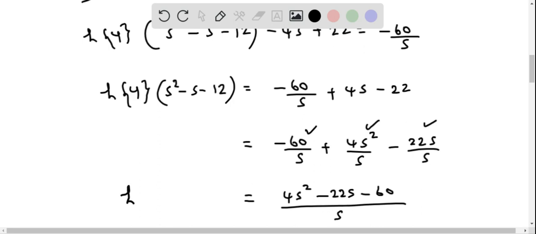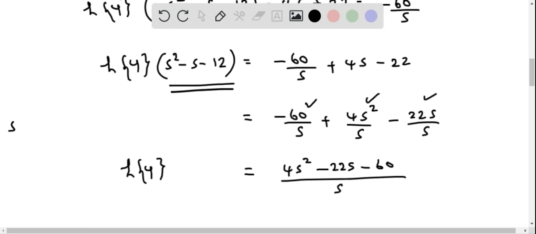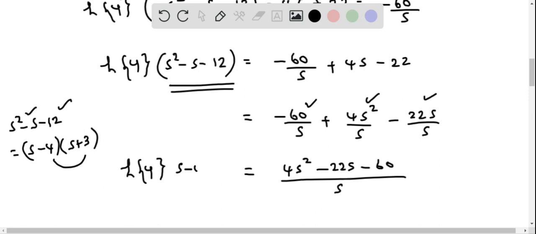And this side we have Laplace transform of y. This I'm going to write down in factored form. It's a quadratic expression. We know that s squared minus s minus 12 can be written as a product of linear terms, that is s minus 4 times s plus 3, because the two numbers multiply to negative 12, and they add up to negative 1. Here we have negative 1. So these are the factors. So we can write this as s minus 4 times s plus 3.